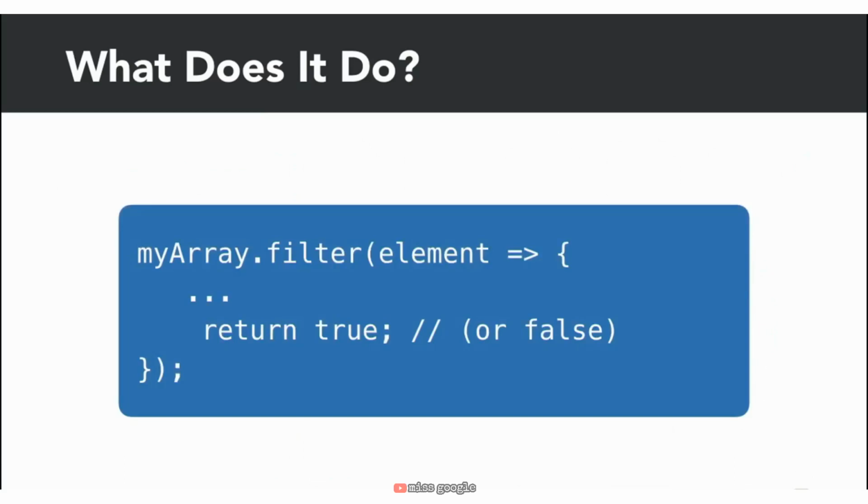The syntax of filter is similar to map. We can call it on any array and then we pass in a function. The main difference between filter and map is the type of function that we pass into it. In map, we pass in a function that returns a value for each element in the array. And the return value of this function represents what the element becomes in our new array. On the other hand, for filter, we pass it a function that returns either true or false for each element.